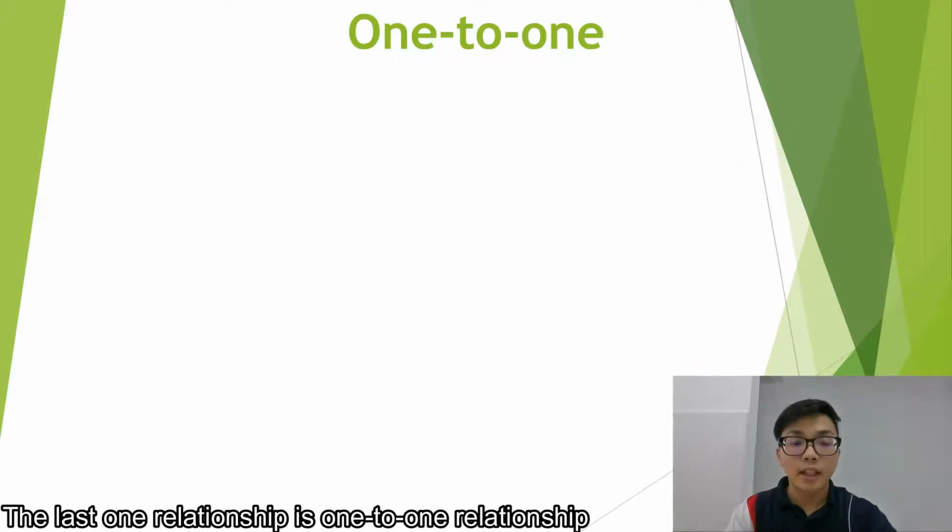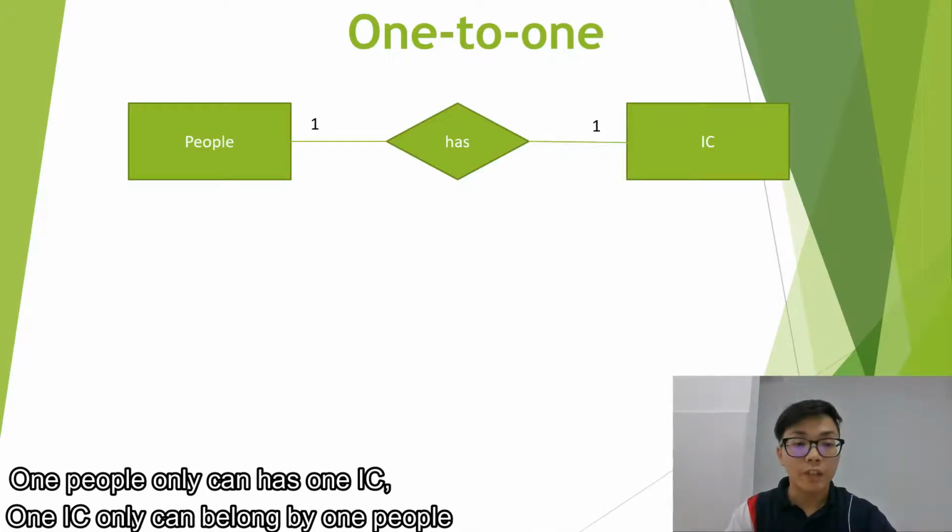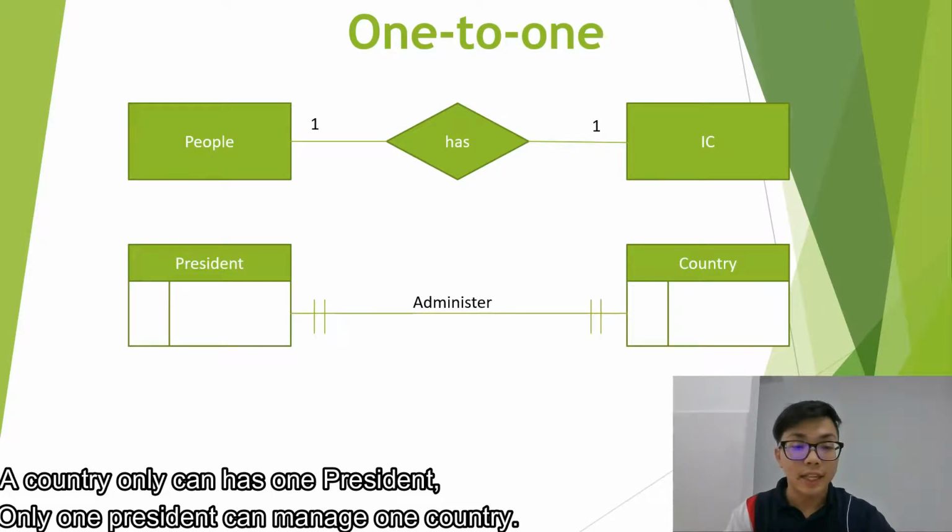Okay, the last relationship is the one-to-one relationship. The first example is one person can only have one IC, and one IC can only belong to one person. The second example is a country can only have one president, and one president can only manage one country.